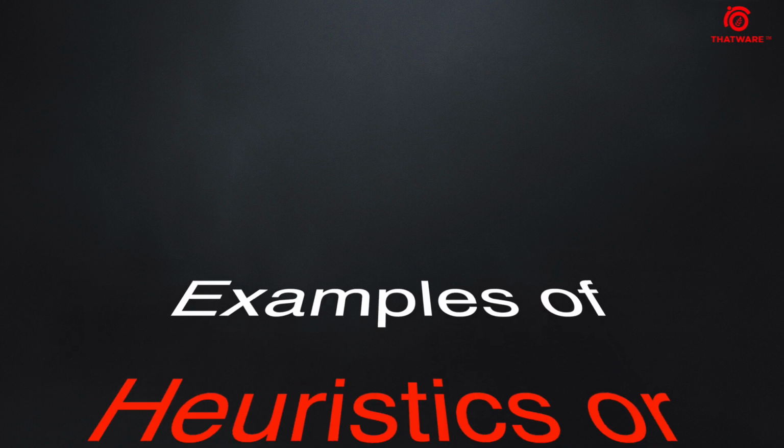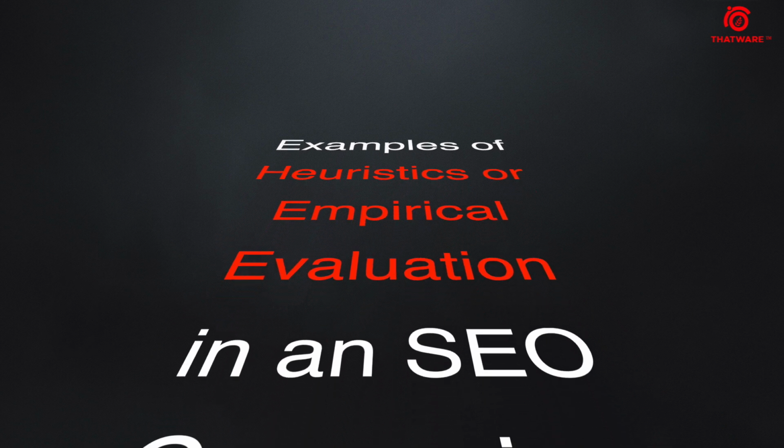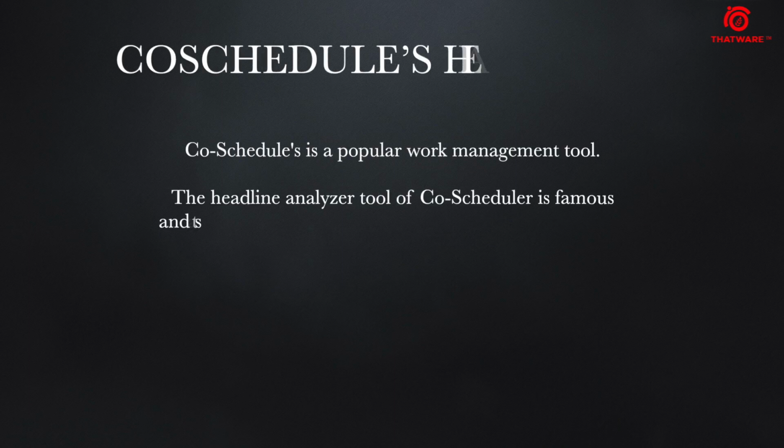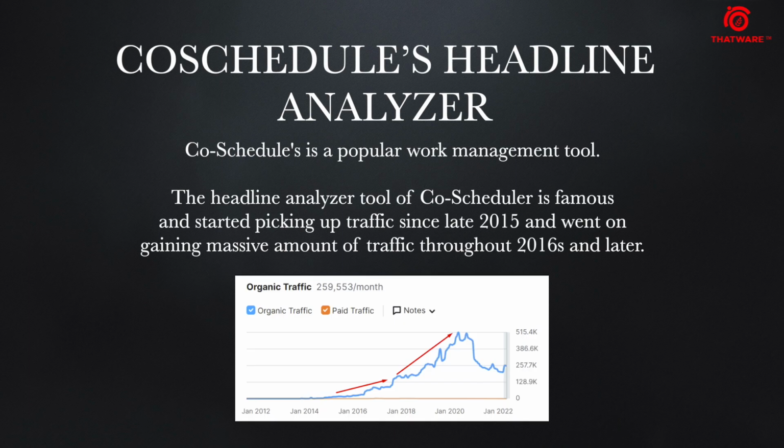Some examples of empirical evaluation in an SEO campaign. The first is CoSchedule, a popular work management tool. Now, CoSchedule's Headline Analyzer is famous and started picking up traffic since the late 2025 and went on gaining a massive amount of traffic throughout 2026 and later.